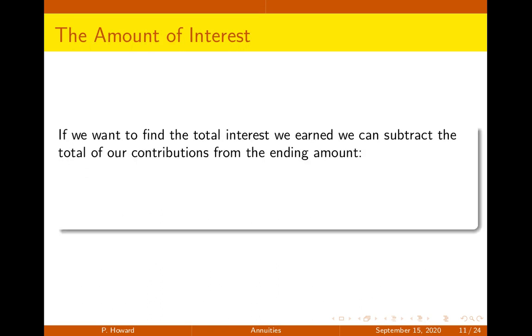Finding the total interest is fairly easy, and you could probably do this without a formula. It's simply the ending value of the annuity minus all the contributions you made. So if you take what you ended up with and subtract all the money you put in, you get the interest that you've earned over the life of the annuity.